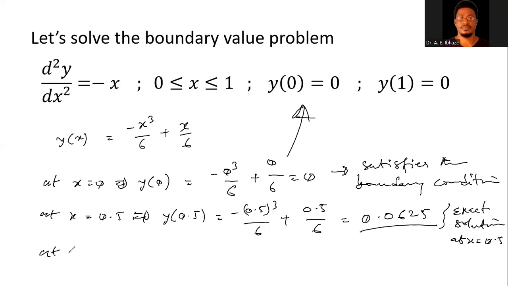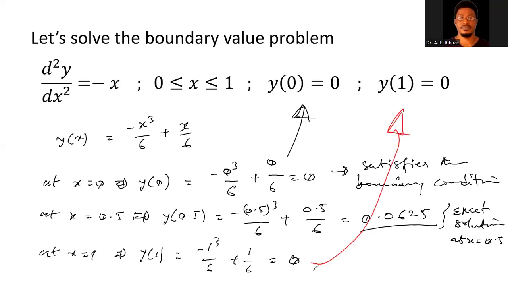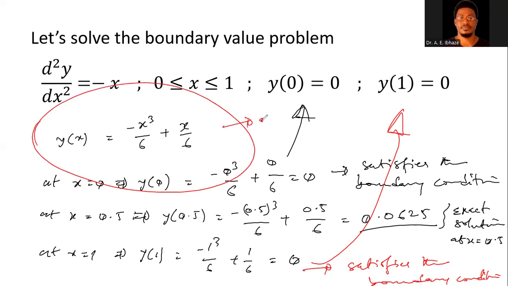Now, at x being the same as 1, y of 1 will be the same as negative 1 cubed over 6 plus 1 over 6, which is the same as negative 1 over 6 plus 1 over 6, which is the same as 0. And once again, this is consistent with the boundary condition. Hence, this also satisfies the boundary condition. So in essence, we can conclude that this is the exact solution of the second order differential equation.